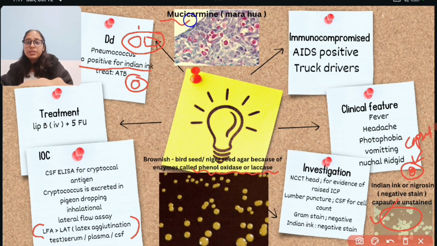Mucicarmine stain is the one which we are going to use on the brain. For doing a brain biopsy, the patient has to be dead, then only you can do mucicarmine stain and see in the brain. Usually we are not going to do this biopsy, and we usually do not diagnose it on that basis. But sometimes if you get any kind of question, you can think about it.